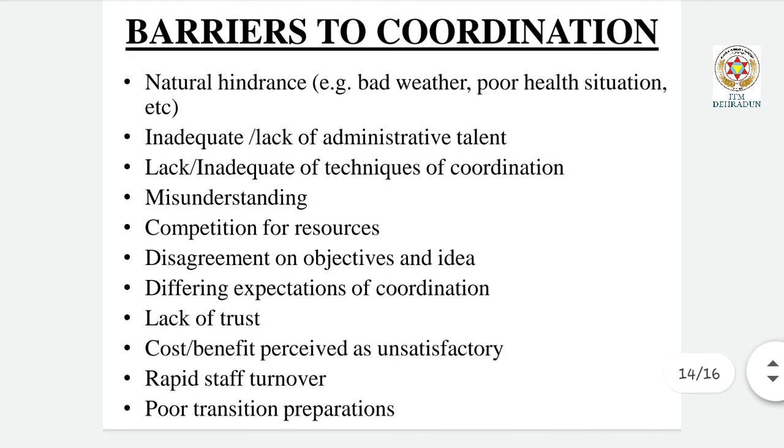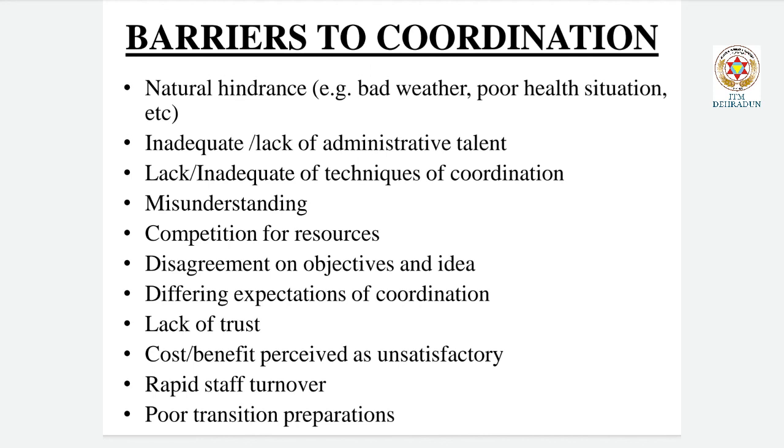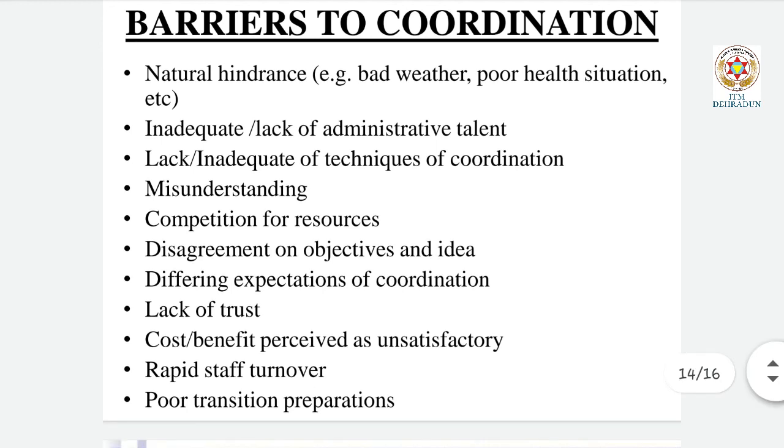The last one is the barriers to coordination, which are like the natural hindrances. There could be bad weather or poor health situations, or inadequate or lack of administrative talent. Next, lack or inadequacy of techniques of coordination, or there can be misunderstanding, then competition for resources, next disagreement on objectives and ideas, next differing expectations of coordination, or there can be lack of trust or cost benefit perceived as unsatisfactory. Then there can be rapid staff turnover or poor transmission or preparations.